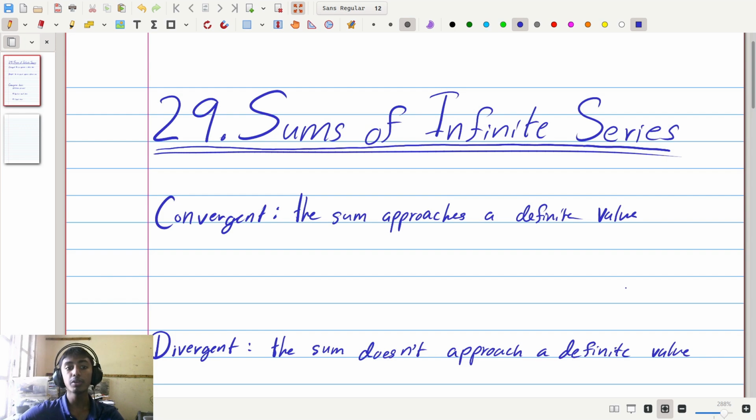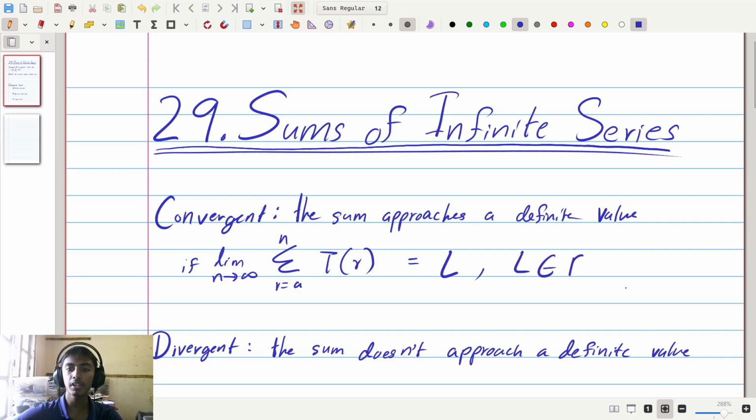To formalize this, we could say that if the limit as n approaches infinity of the sum from r equals some starting value, let's say a, up to n of the terms, which I'm going to represent with t of r, is some limit L, where L is an element of the real numbers, then we can say that that total sum, the infinite sum from r equals a up to infinity of t of r, is going to be a convergent sum.